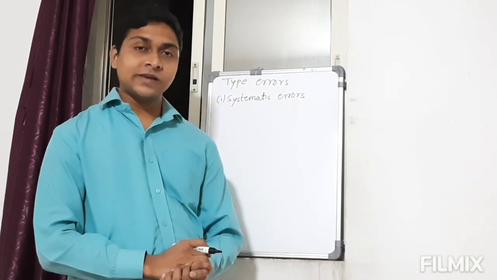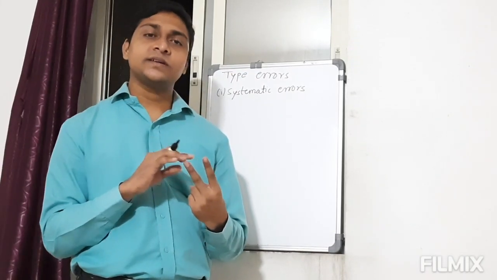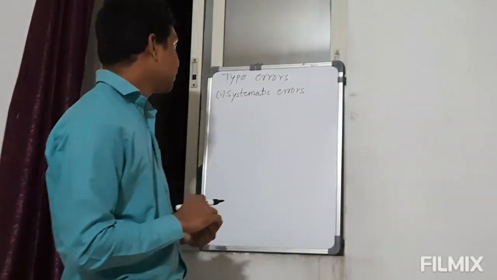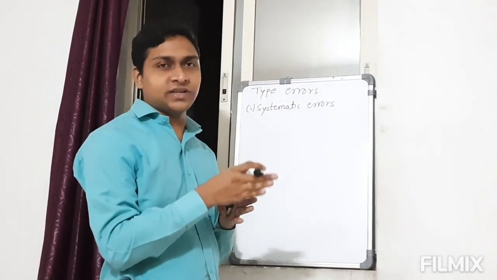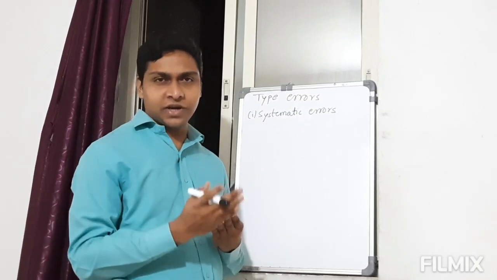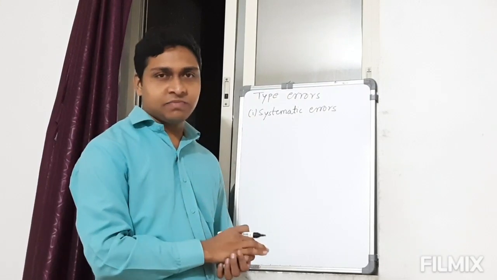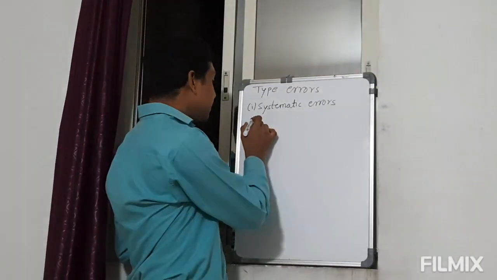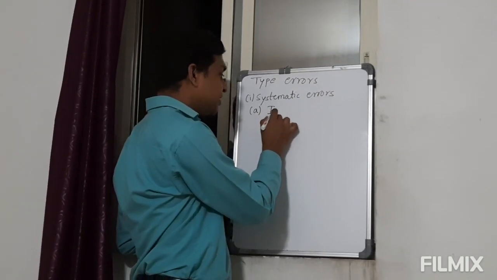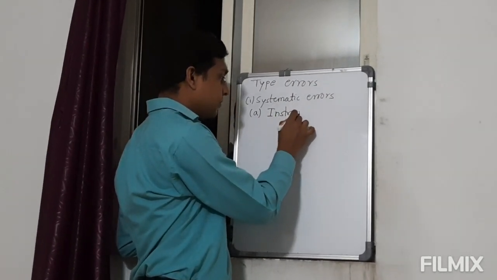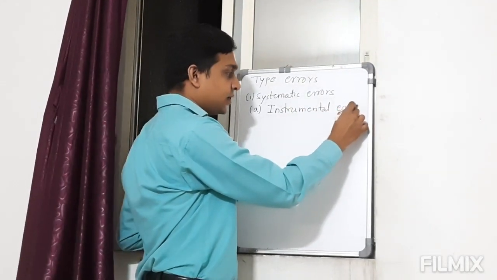Next, there are different types of error. Mainly there are two categories. First is systematic error and second is random error. Systematic errors go in one direction, either positive or negative, and if we subtract or add that particular value, this error can be minimized. There are three parts of systematic error. First is instrumental error.